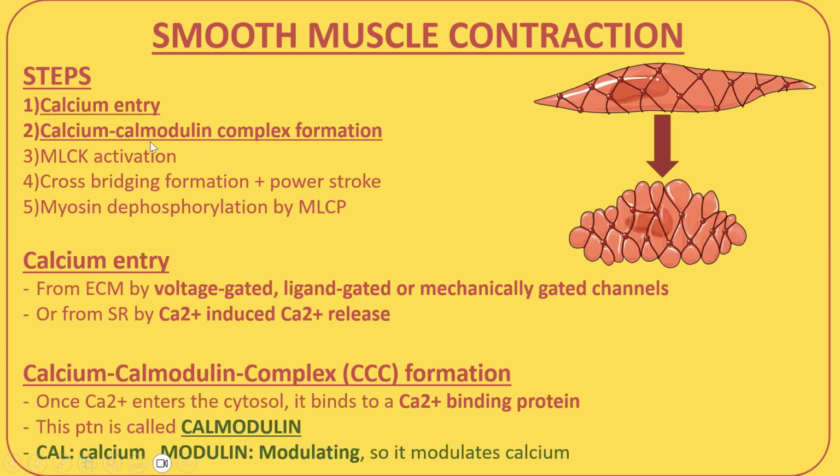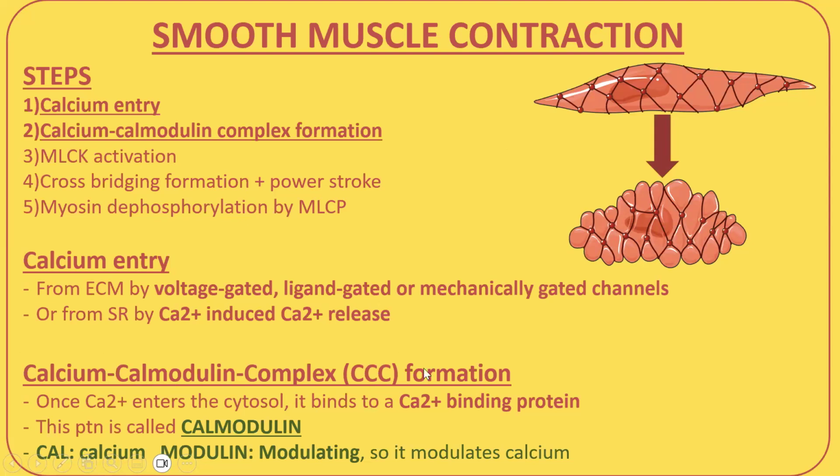Now, the second step is calcium calmodulin complex formation. Bear with me here because it's a tongue twister. I'm going to call them the CC complex, calcium and calmodulin. What is calmodulin? It is a calcium binding protein. It's just a protein that binds to calcium. From the name, we can dissect it: cal from calcium, modulin from modulating. So it modulates calcium. This is the second step in our smooth muscle contraction. So calcium enters, binds to calmodulin and forms the CC complex, or calcium calmodulin complex.